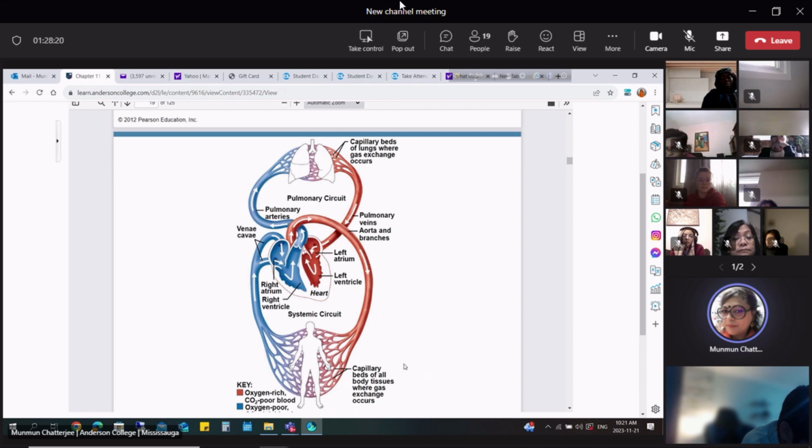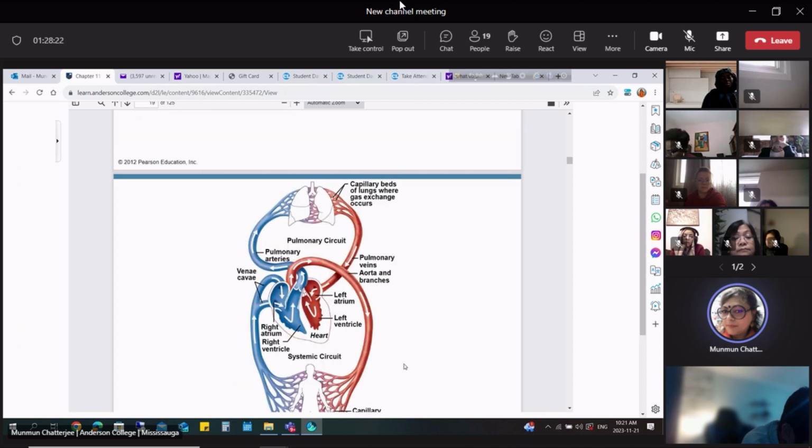Question: is there any confusion between the systemic and pulmonary circulation? Very important. What are the receiving chambers? What is the discharge chamber? How many chambers does the heart have? What is systemic circulation? What is pulmonary circulation? Clear? Not clear?